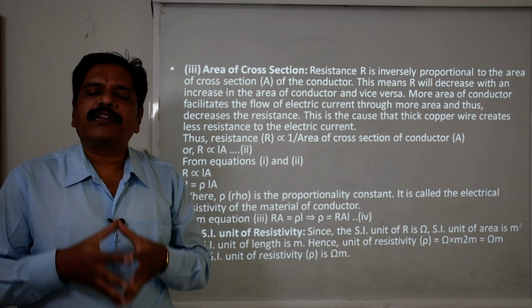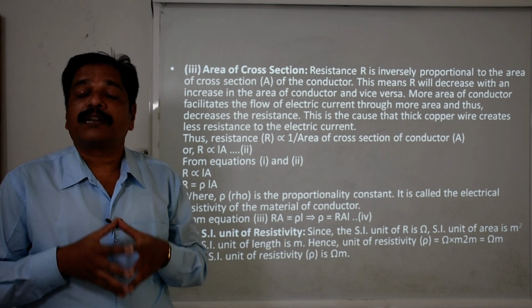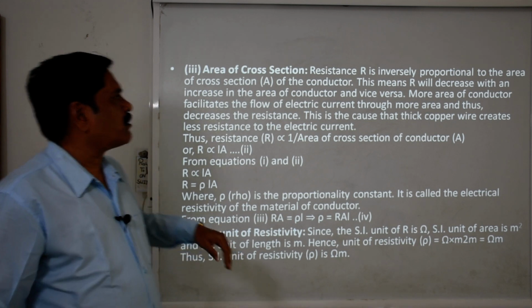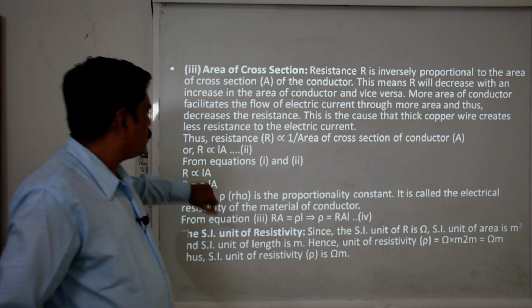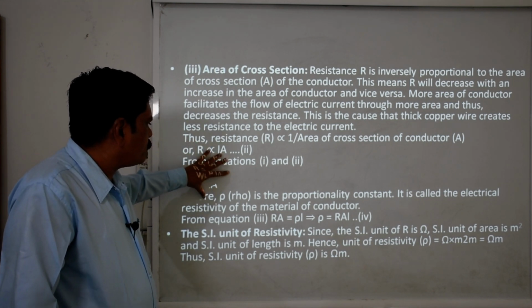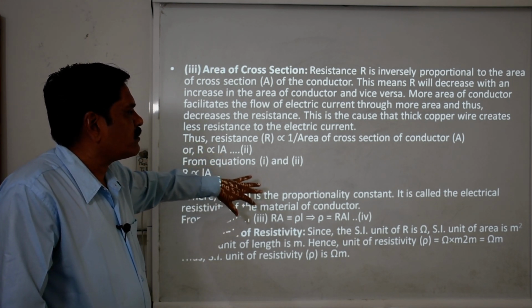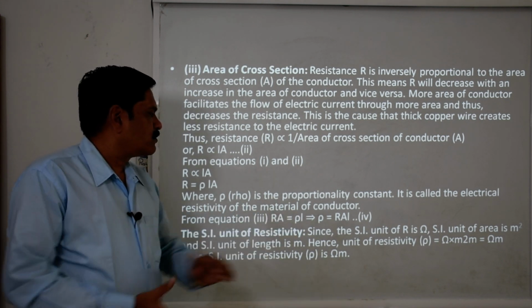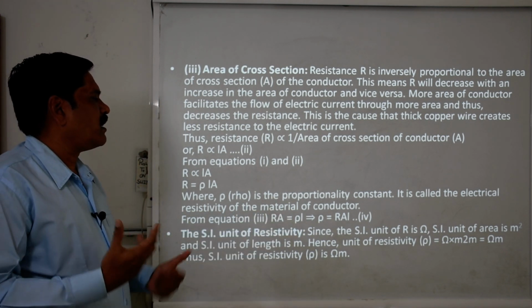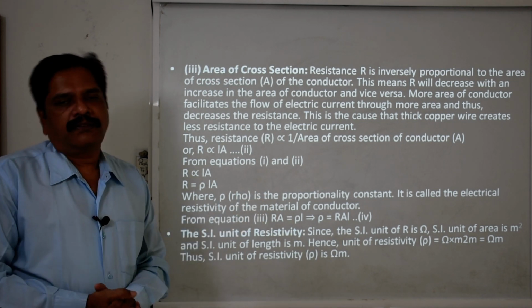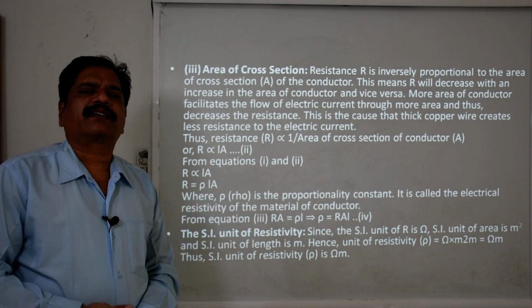Okay, the resistance is inversely proportional to the area of the cross section. Remember this fact. Then, with these two, the proportionality constant rho is equal to RA/l. What is R? Resistance. What is A? Area. And what is l? That is the length.